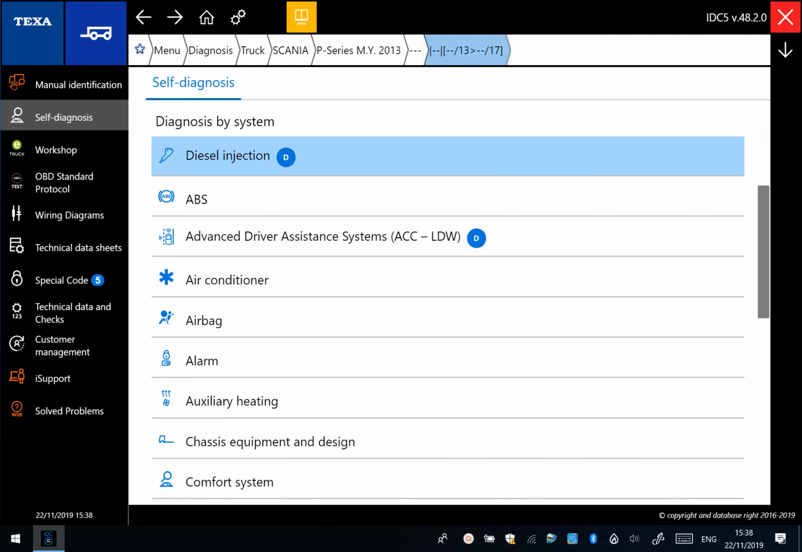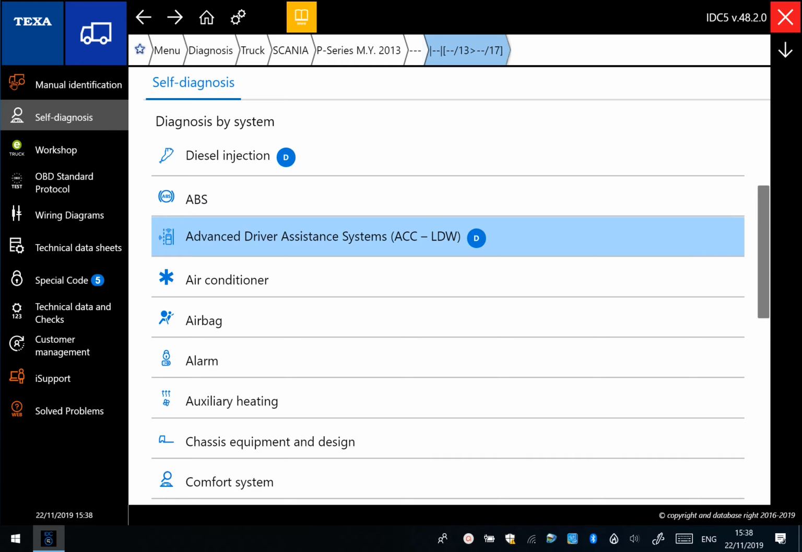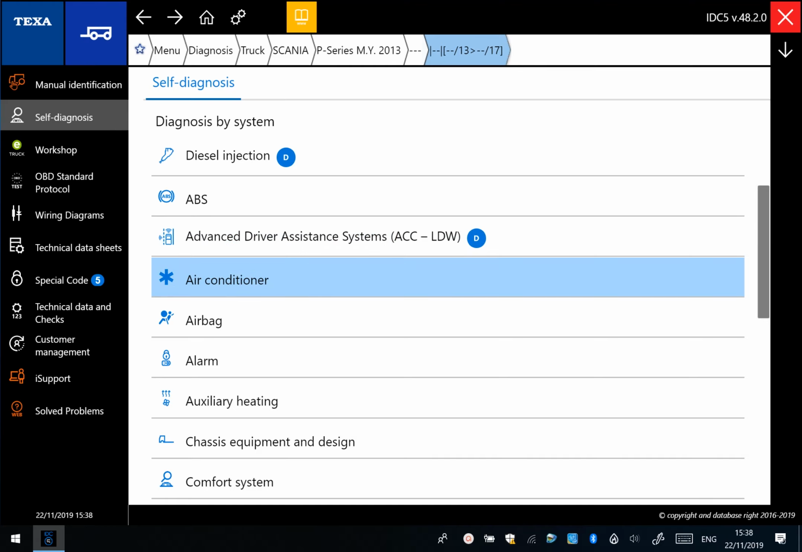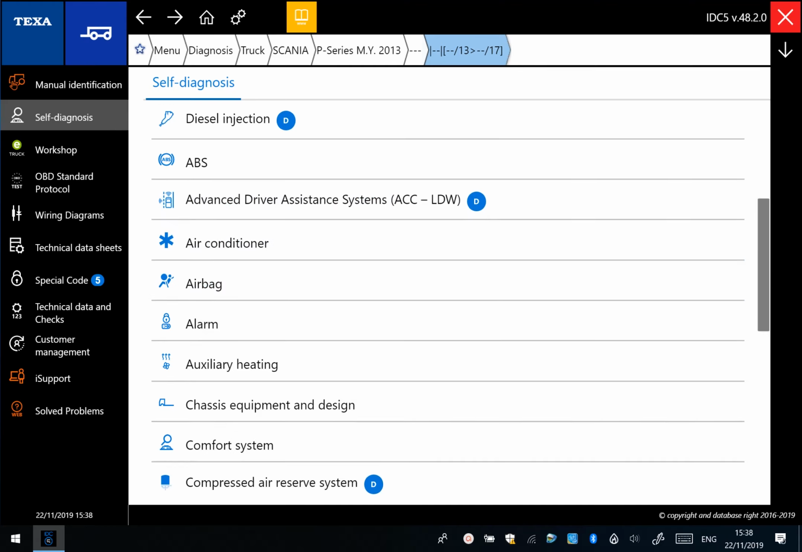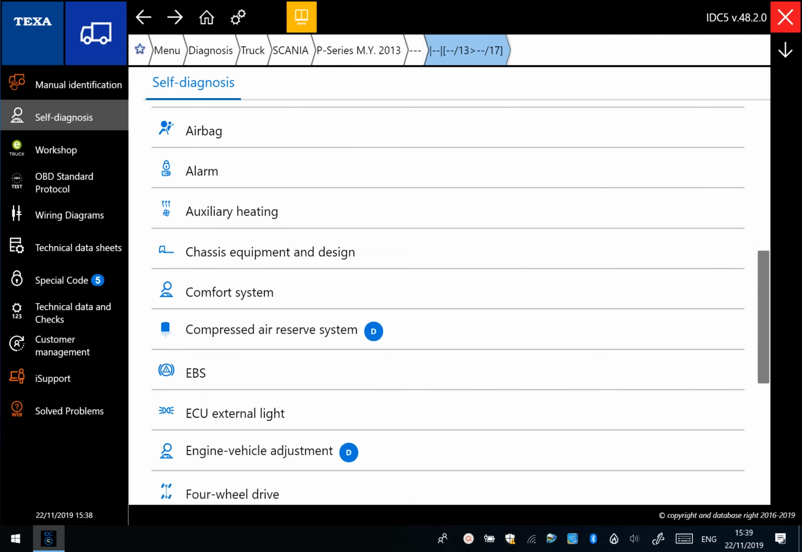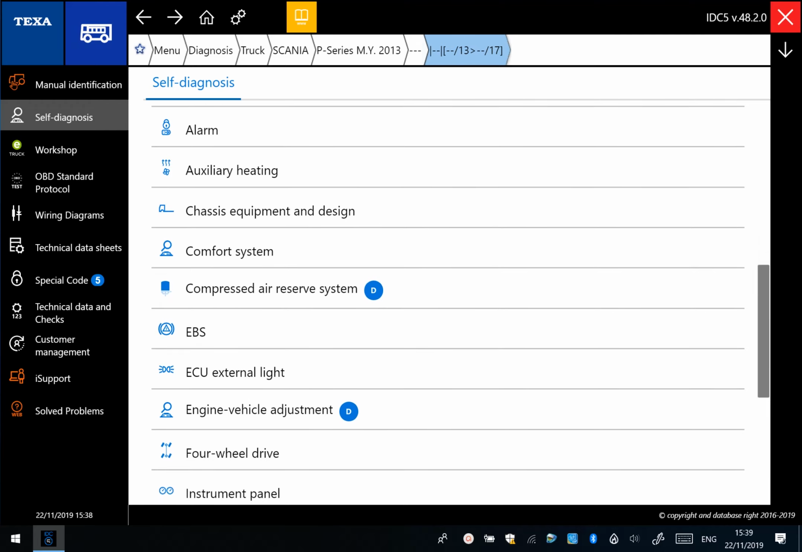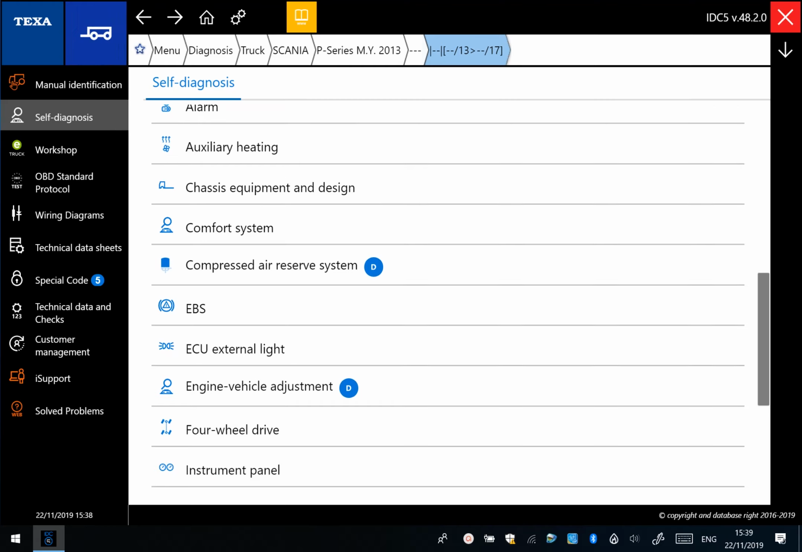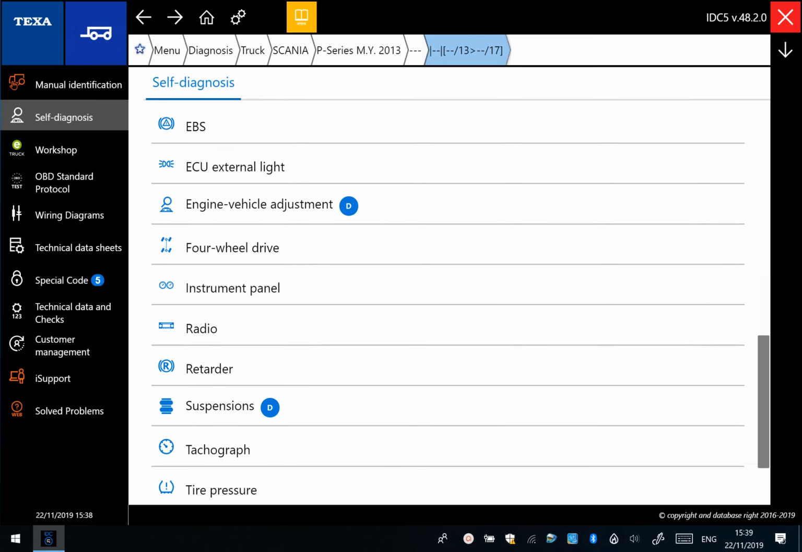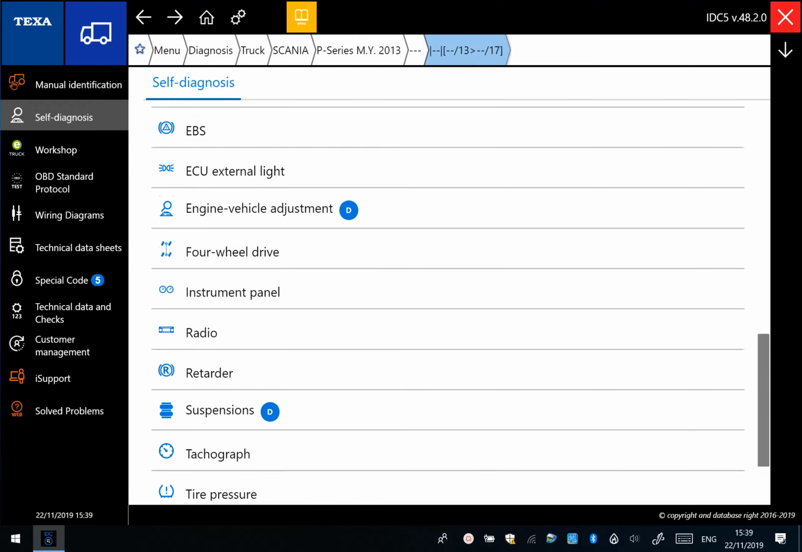So if we have a look down here, we've got diesel injection, i.e. engine, ABS, ADAS. This is to do with your cameras, radars, that type of thing. It's all the sort of new technology that's coming out. Air conditioning, airbag, alarm. You can see as I scroll down there's pretty much every system. Now these are all the systems that could be on the vehicle. It's not necessarily that when you've had the vehicles built, they will have every one of these systems, but this is what it is capable of finding. So what we'll do, we'll just head back up.